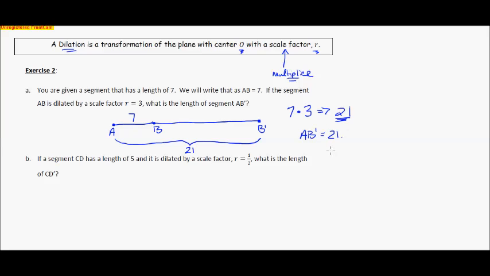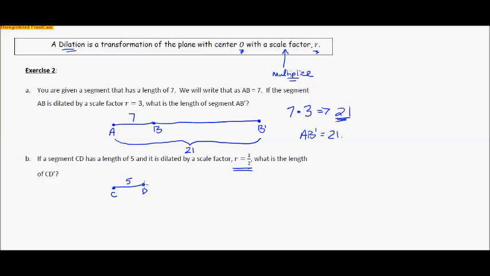If segment CD has a length of 5, let me make segment CD. I can make it C there and D there, and I'm going to label it 5. Now it said it's dilated by a scale factor of R equals a half. Now this one's a little different. This is multiplying by a fraction. So already you should be saying to yourself, that's going to make it smaller. If I multiply a whole number greater than 1 by a fraction, it's actually going to make it smaller. So they want to know the length of CD prime.